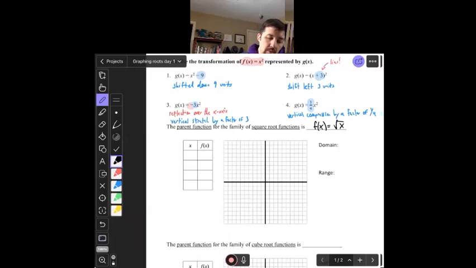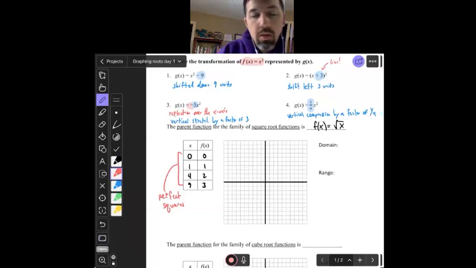So the most simple square root would be 0. Of course, the square root of 0 is 0. The next one would be 1. Square root of 1 is 1. Then 4 is a perfect square, and 9 is a perfect square. So all I'm picking here are perfect squares. That's the reason I picked those. There's nothing wrong with plugging in 8 or plugging in 5 or something like that, but you're just going to get a decimal answer, so it just makes it a pain.